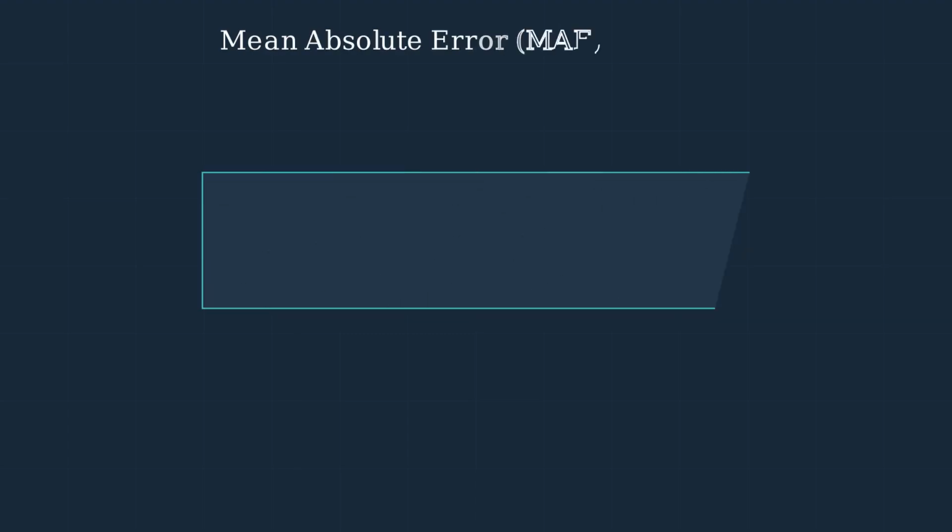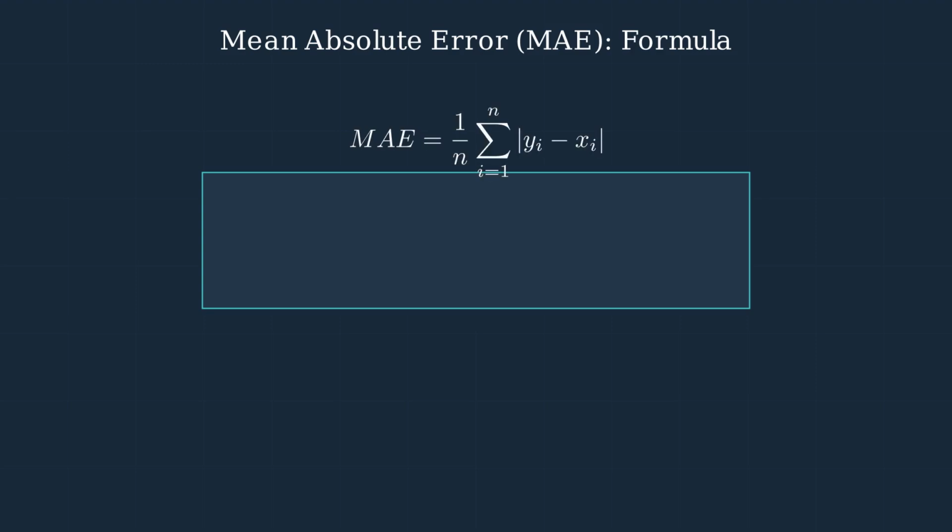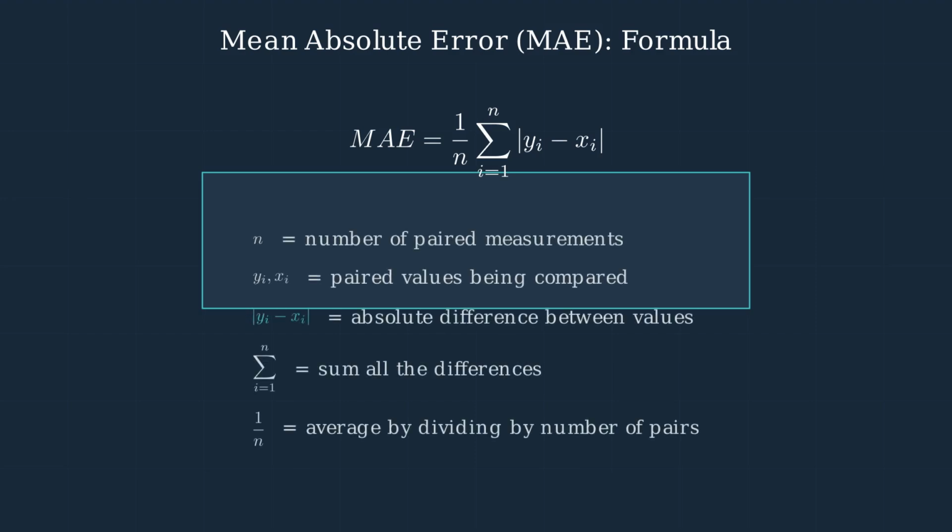The mean absolute error formula provides a way to quantify the average difference between paired measurements. The formula is defined as MAE equals the sum of the absolute differences between each pair of values yi and xi divided by n, the number of pairs. Let's break down each component of this formula.